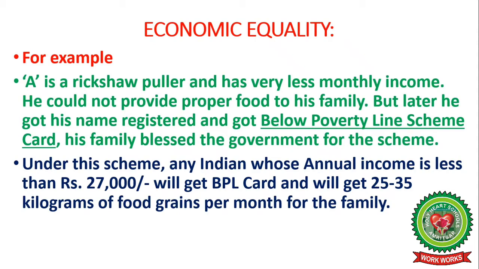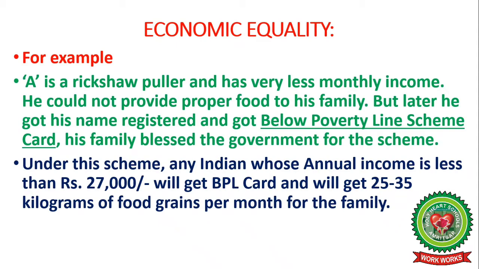Under this scheme, any Indian whose annual income, I am not talking about monthly, annual income, is less than rupees 27,000 will get a BPL card and will get 25 to 35 kilograms of food grains per month for the family, means for the complete family. This is the way how the government provides economic equality.